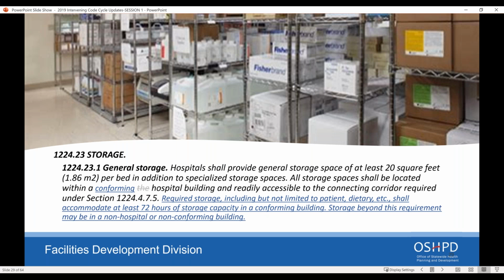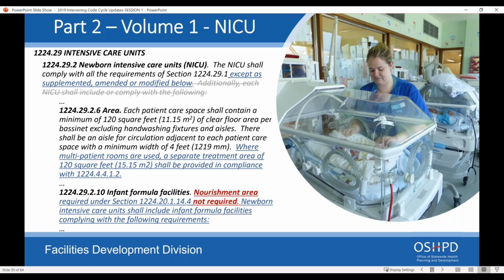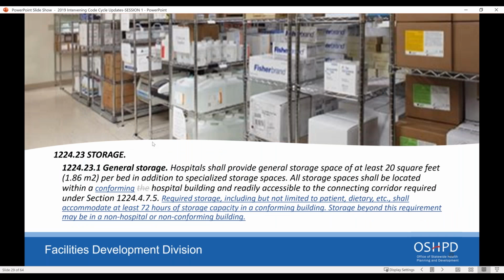Okay, storage, basically all this is saying is that storage that's in excess of what's required by the building code in 1224 can be located in a 1R building or a non-conforming building, but it has to be in excess of what's actually required for basic services.